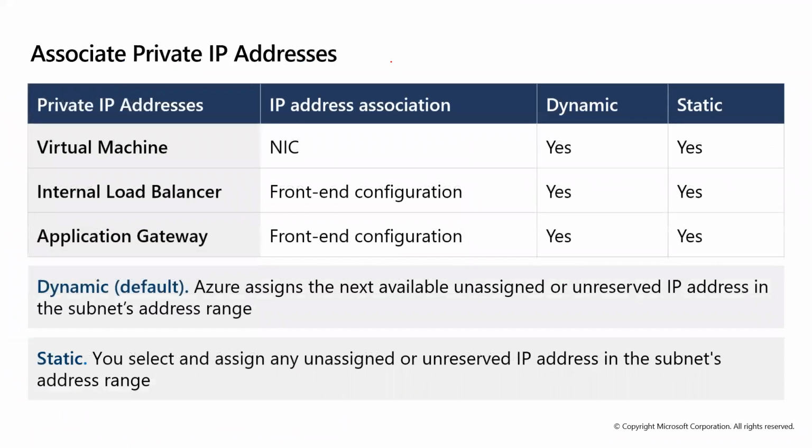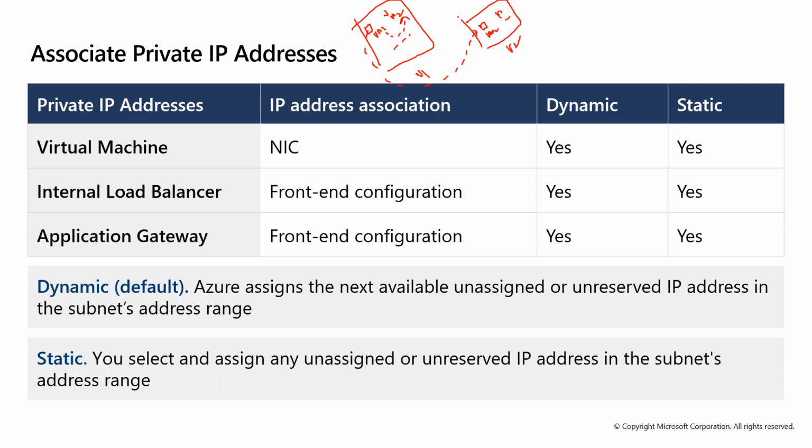Now, private IPs are used for internal communication, right? For example, there's a VNet, and in this VNet you have multiple subnets, and those subnets have some virtual machines, and these virtual machines should talk to each other. Or maybe there is another VNet, VNet 1 and VNet 2, with some virtual machines here, and a virtual machine here wants to talk to a virtual machine there. How do they do it? They use private IPs.